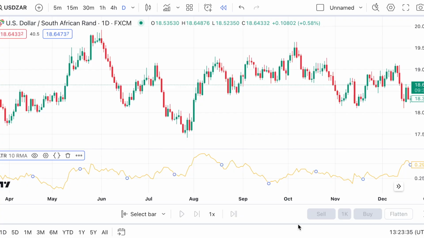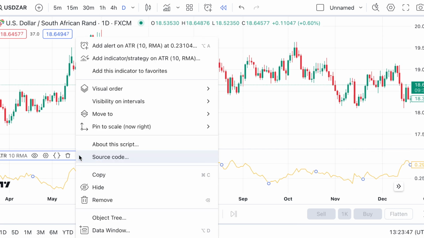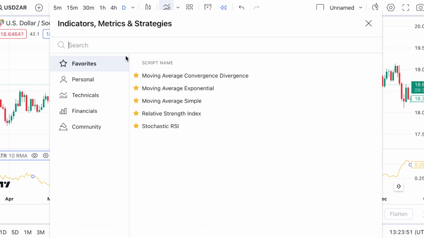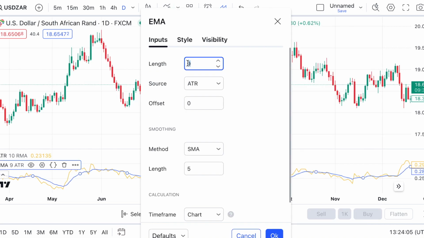Now that we know how to do that, I want to show you a trading strategy using the ATR, using an ATR of 10 in particular. So first you add the ATR as we just did. Next you'll overlay the 20 period EMA, or exponential moving average, on top of the ATR. You can do this by clicking on the 3 dots on the ATR information bar and clicking on add indicator or strategy on the ATR. You will then add an EMA and you'll set it to 20.